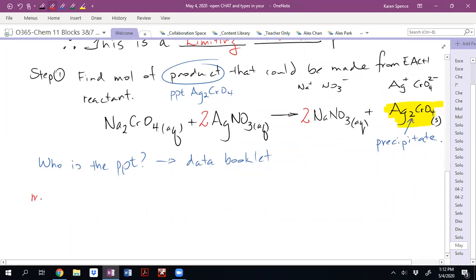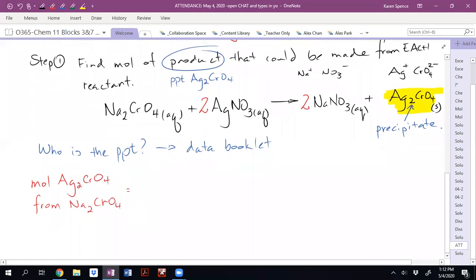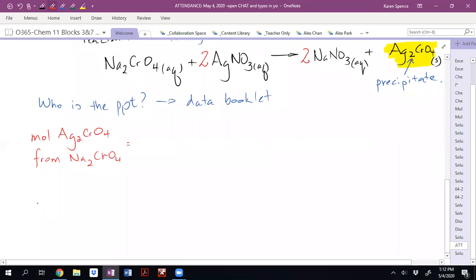So, moles of Ag2CrO4, and we're going to do that from reactant A. And we're going to also find the moles of Ag2CrO4 from reactant B, which is the silver nitrate.